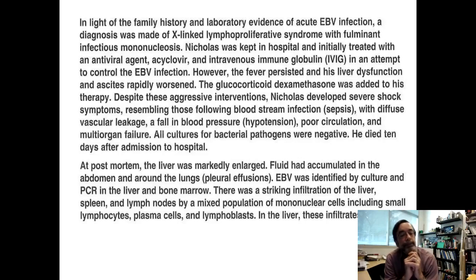So at the postmortem, the liver was markedly enlarged. You want to make sure that your diagnosis was right. And so fluid had accumulated in the abdomen and around the lungs. Again, this is related to the shock and the hypoperfusion.